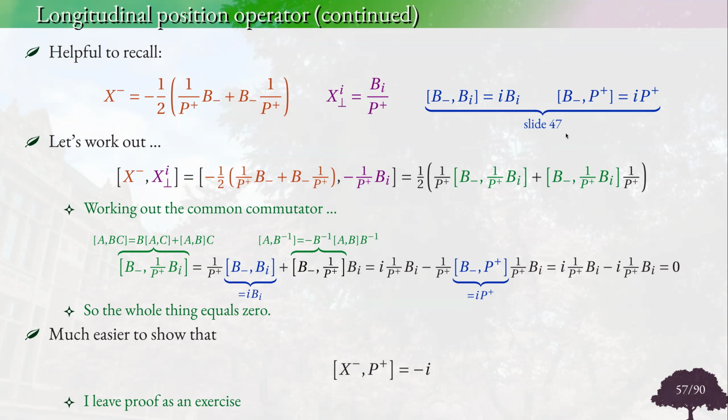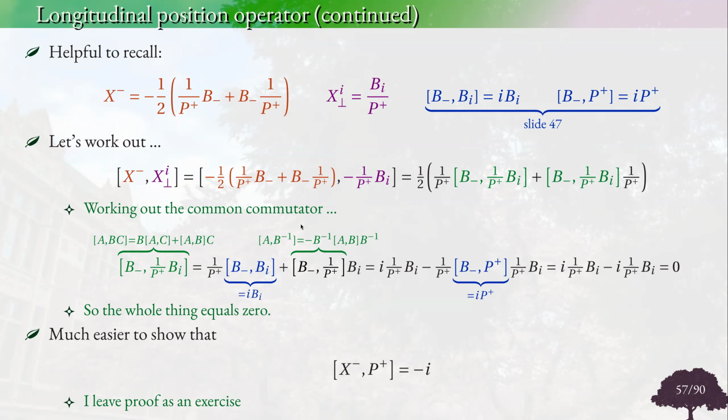And you have these commutators from the Poincare group summary slide. Well, we can put in the definitions of x minus and x perp. Fortunately, on this line, there is not a typo. The minus sign is correctly here.